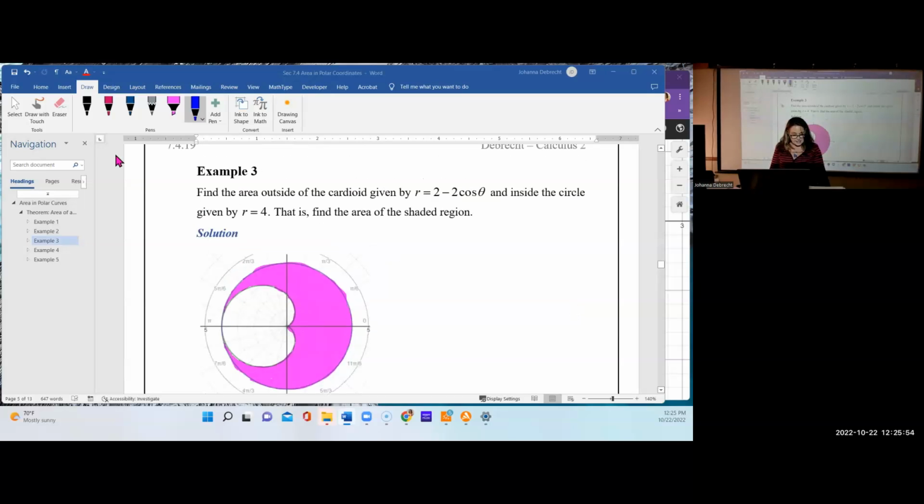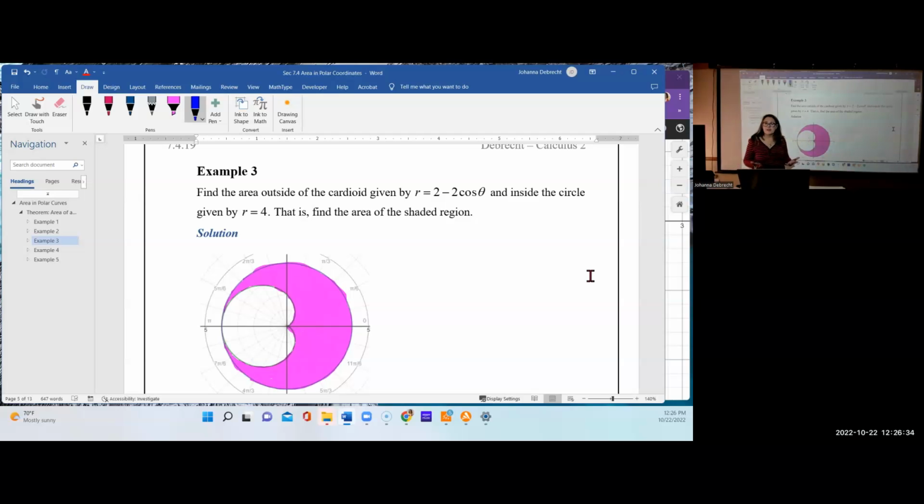Now let's take a look at example 3. In example 3, we have both a cardioid and a circle. The cardioid is contained completely inside of the circle. The circle is out here of radius 4, r equal 4, and we know it's a cardioid because these two numbers match, 2 minus 2 cosine theta. Remember, cardioid, cardio means heart, and so it's sort of this heart shape with this definite cusp right there. So what we're trying to find here is the area that is inside the circle, but not inside the cardioid.